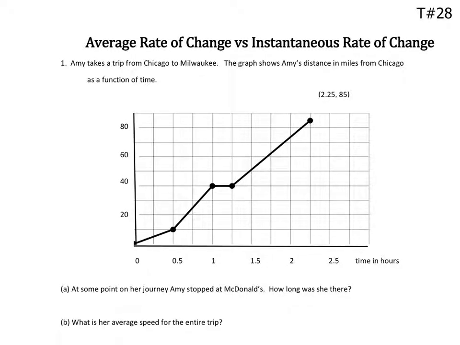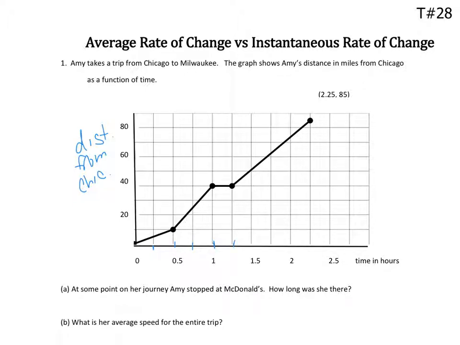Average rate of change versus instantaneous rate of change. Let's talk about Amy. Amy takes a trip from Chicago to Milwaukee. The graph shows Amy's distance in miles from Chicago. So this is her distance from Chicago, and that is her time in hours. So obviously every one of these then would be 15 minutes.